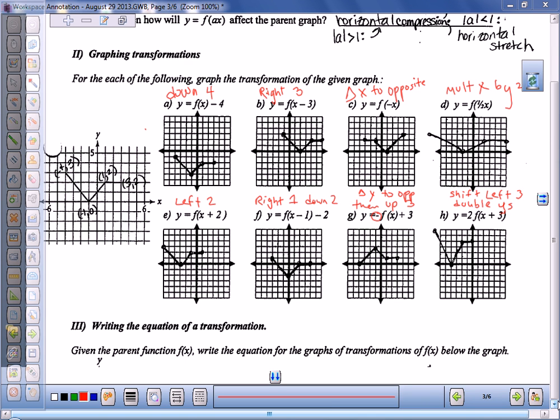Now, the bottom, which I see some of you have already done, is asking us to come up with the equation for the transformation. Can you write the rule for the transformation? So on the far left of your paper, you have the parent function. And I want you to look at A, B, C, and D and see if you can write the rule for the transformation. How is it shifting? And all of these are just shifts. There's no reflections or stretches or compressions.